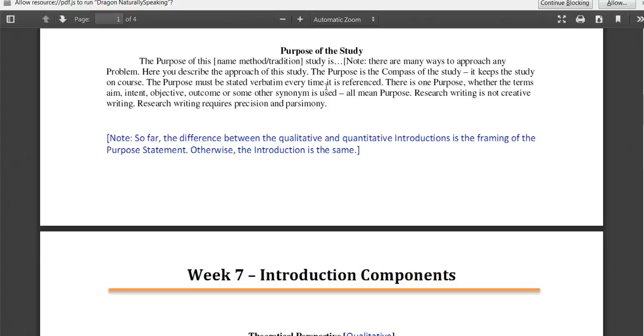So please feel free to make a change to that if you wish. And you can add in a second, just say that it's the second one, and I'll only review that one for grading purposes. So we've got a purpose statement. So note that so far, the only differences between qual and quant introduction is how we framed up the purpose statement. And we're going to look at Creswell for the two templates, qualitative and quantitative, for the purpose statement.